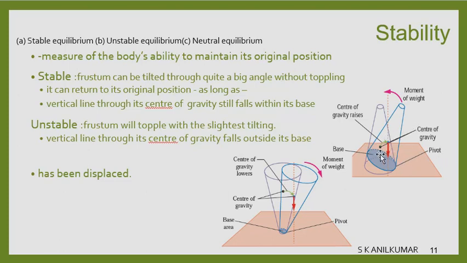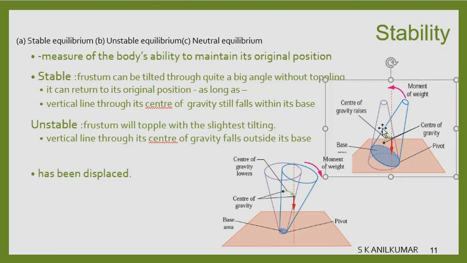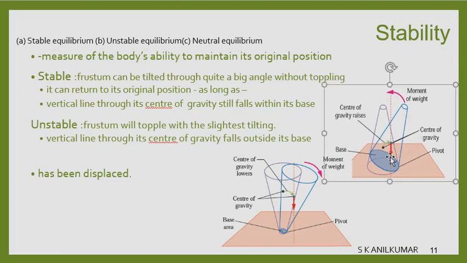But then what happens? Even though it moves, as long as the center of gravity, this vertical line, the line of action of the weight, this dotted line and this arrow lie within this base, there is nothing to worry. That means it will have stability. The frustum can be tilted to any big angle without toppling. Without toppling means it will return to its original position, as long as the vertical line through the center of gravity falls within the base.